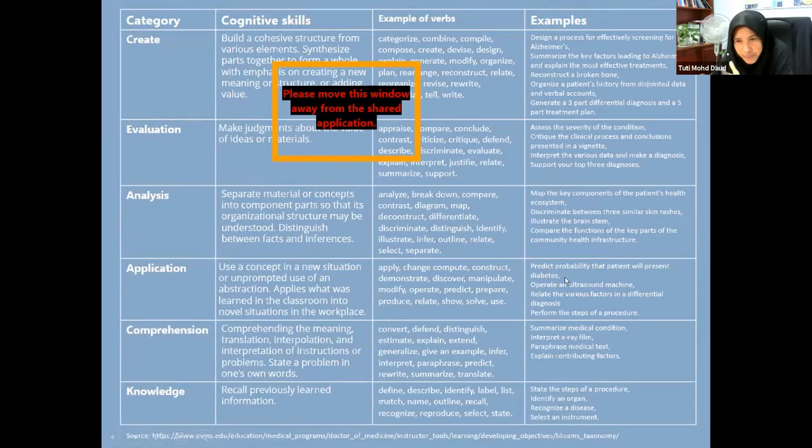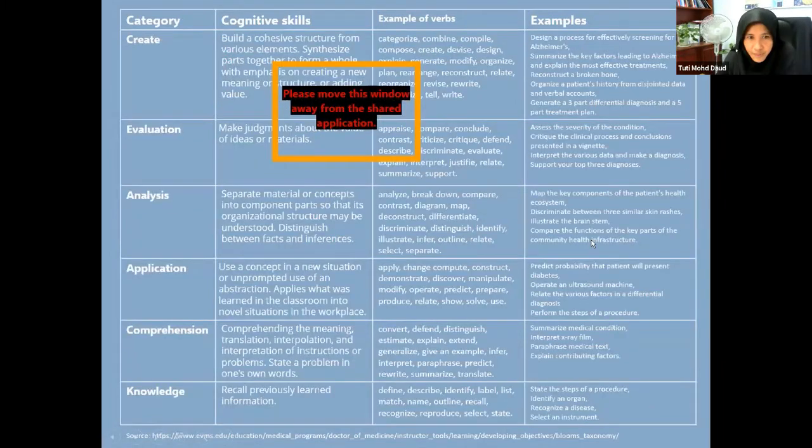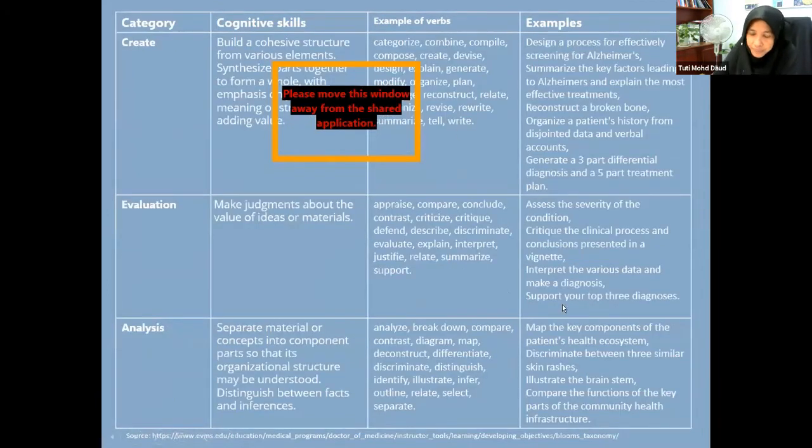So for example, if its application is to predict the probability that a patient will present with diabetes. You go up the ladder, discriminate between three similar skin rashes, and then you go up and up. A less busy slide. So this is the lower order thinking, and this is the higher order thinking.